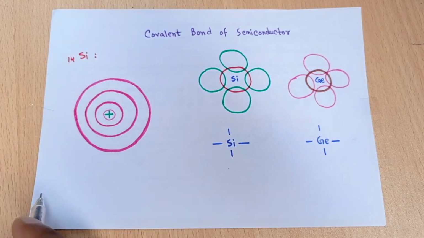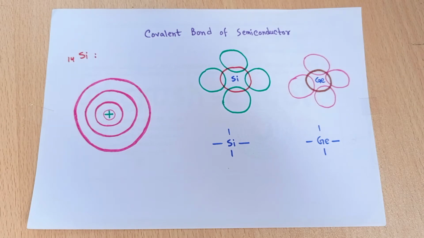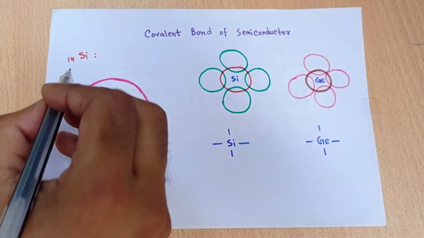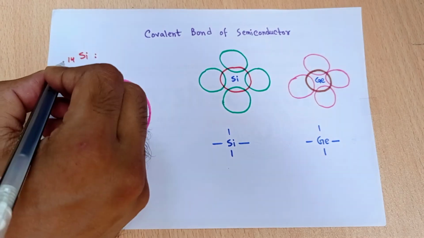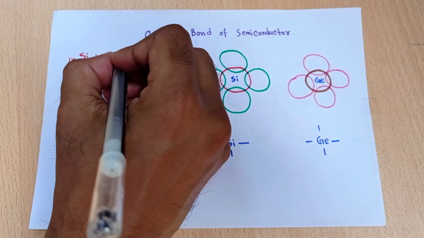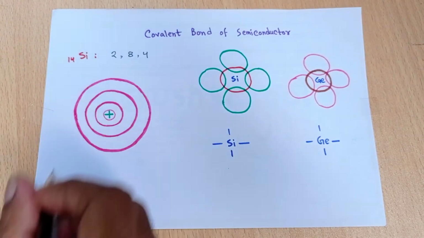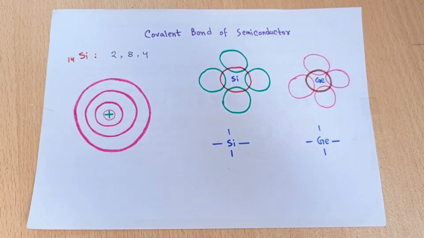For making the covalent bond, a semiconductor which has 4 valence electrons can easily perform this covalent bond. Suppose we have one very popular semiconductor, which is silicon, and the atomic number of silicon is 14. If we want to write the electronic configuration of silicon, then it will be 2, 8 and 4. If we add these three numbers, we get 14, and this 14 is the atomic number as well as the electron number of a silicon atom.